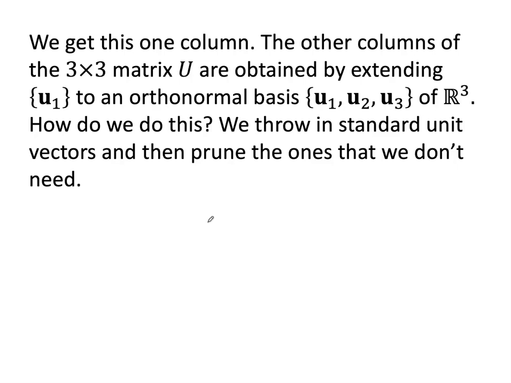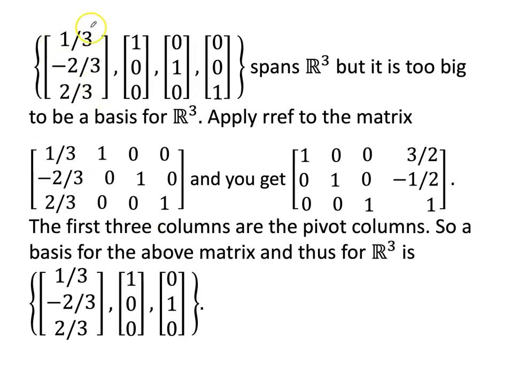The other columns of the 3 by 3 matrix U are obtained by extending u 1 to an orthonormal basis, u 1, u 2, u 3 of R3. How do we do this? We throw in standard unit vectors and then prune the ones that we don't need. Okay, so we've got this vector, 1/3, -2/3, 2/3, and then we throw in these other unit vectors. Okay, this spans R3, but it is too big to be a basis for R3. R3 is three-dimensional. It should have just 3 vectors.